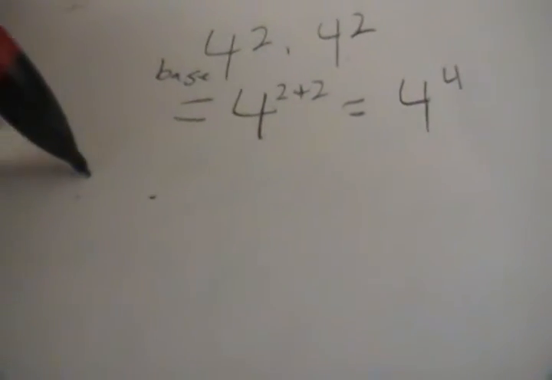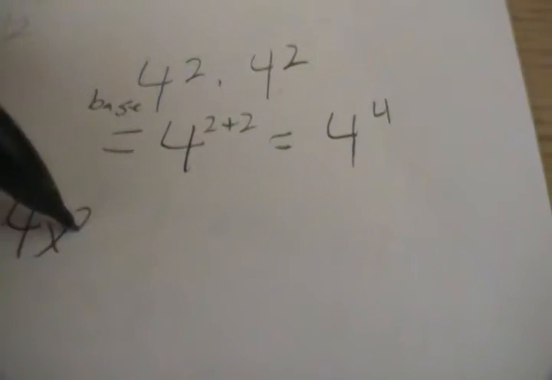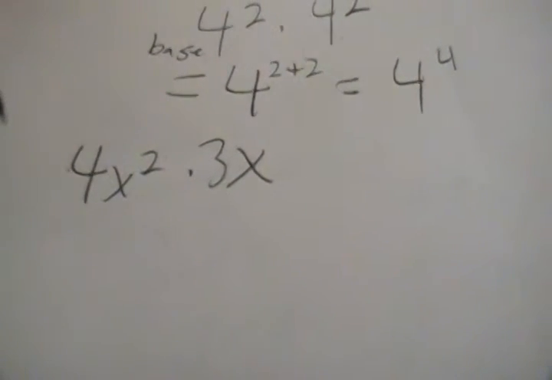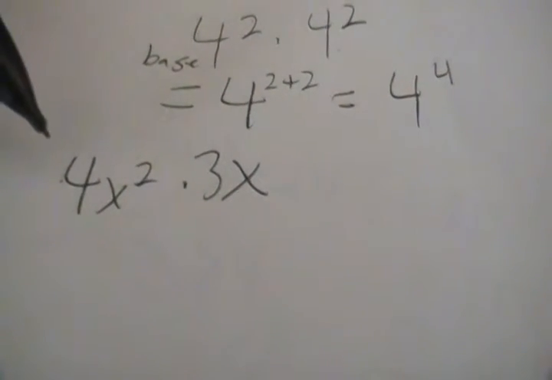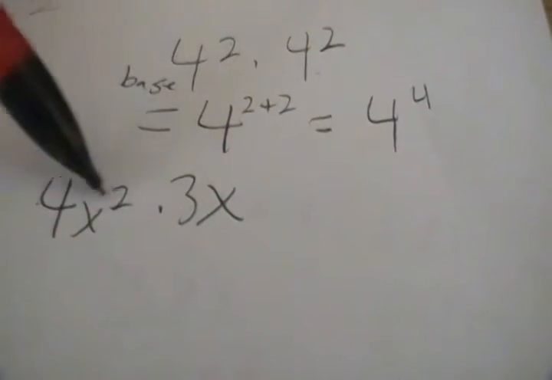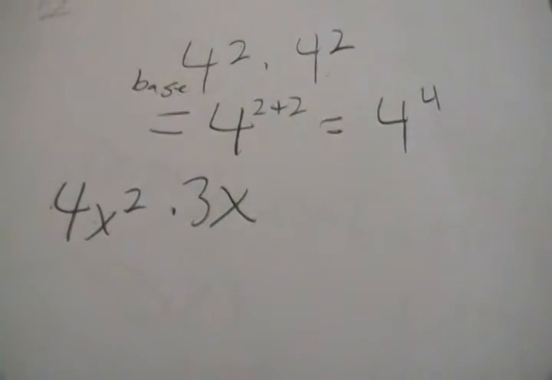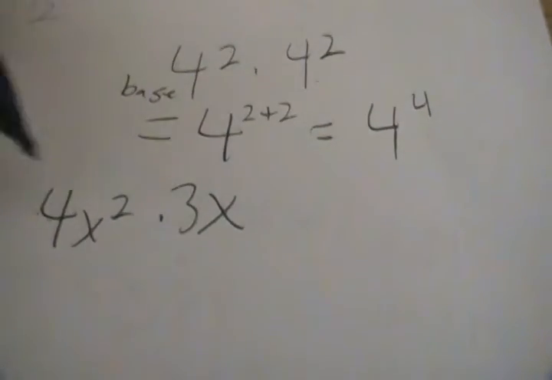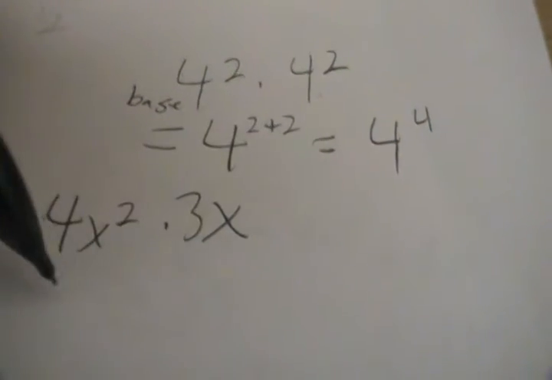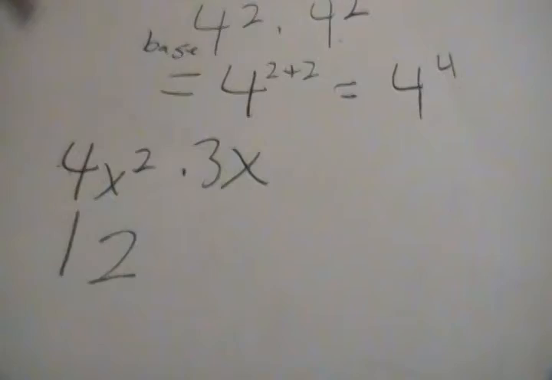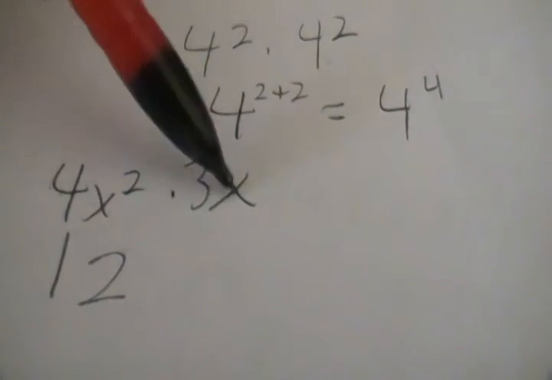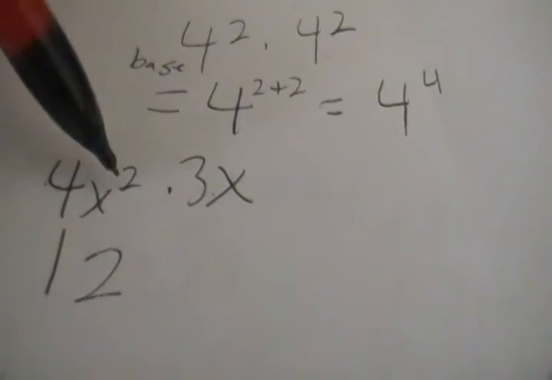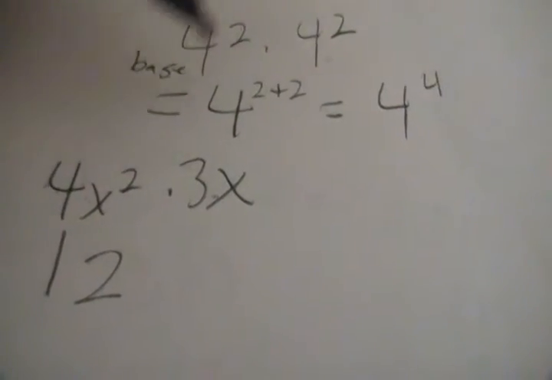Okay, let's try 4x squared times 3x. So in this case, we have coefficients in front of variables, right? Alright, so what we do is we multiply first the coefficients together. So 4 times 3 is 12. And then what we do is we compare these two variables. They're both x's, so they're both the same base. So if you have the same base, you can combine them together and multiply them together.